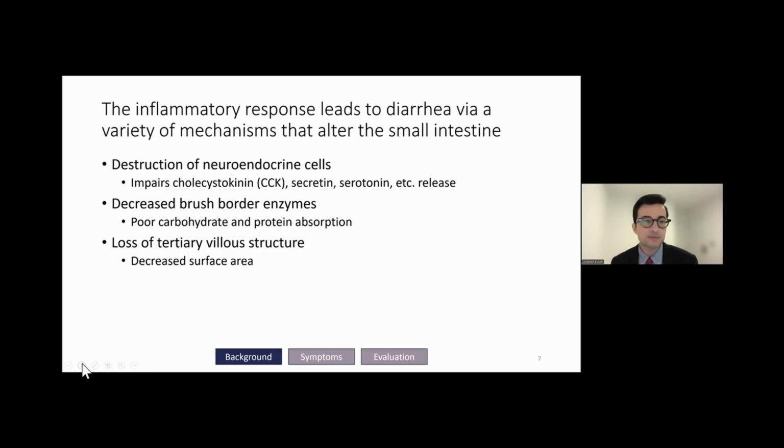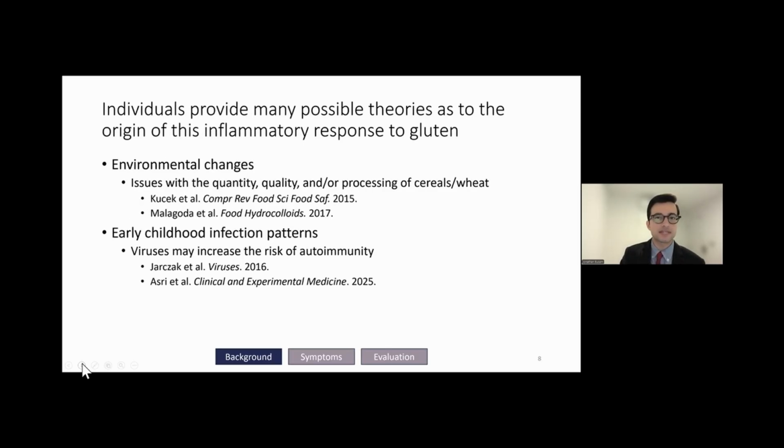And we also end up losing a lot of what's known as the tertiary villus structure. There's a lot of surface area on the gut, so we no longer have as big a region that will help us absorb a lot of these nutrients too. Collectively, all these factors lead to a lot of the symptoms of celiac disease.